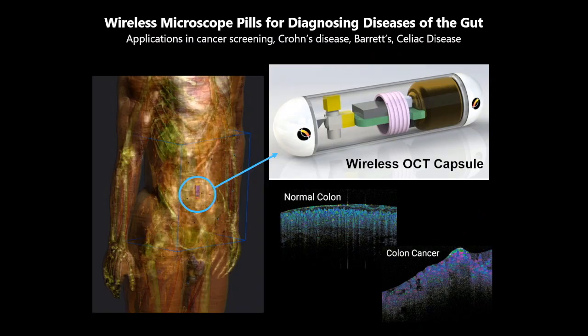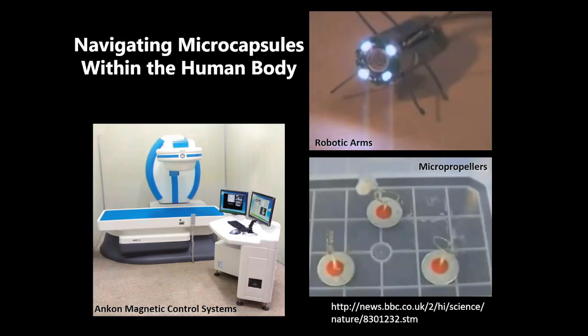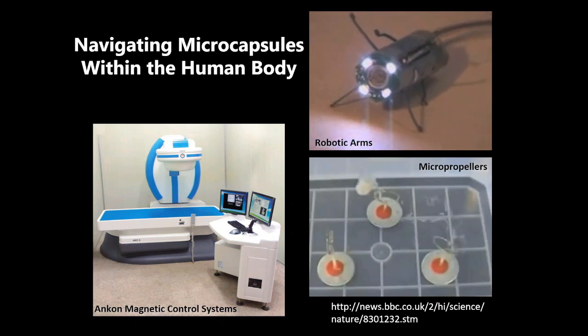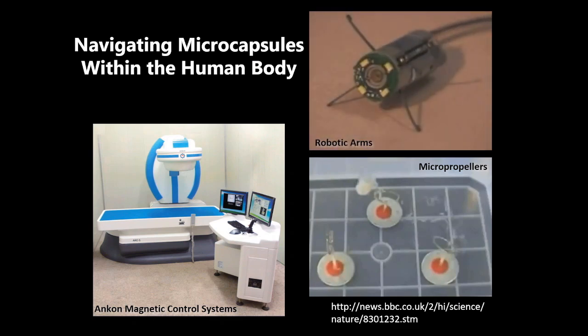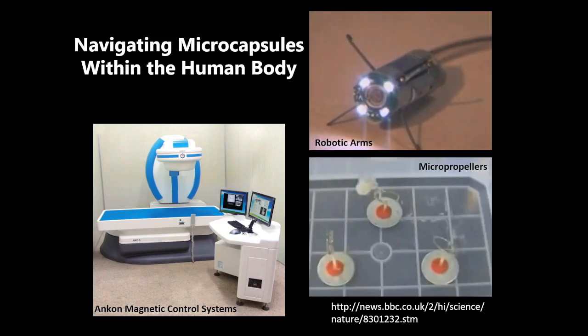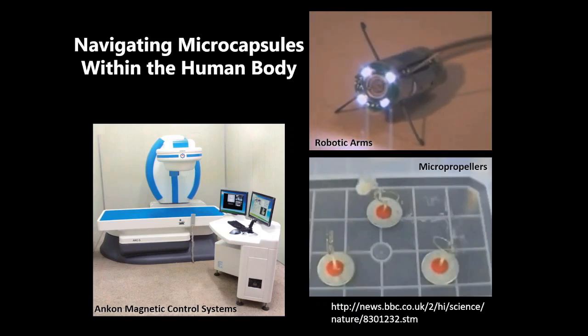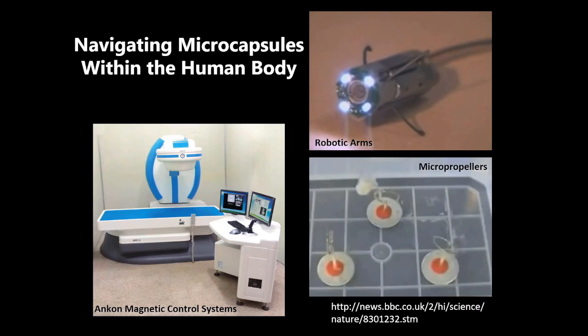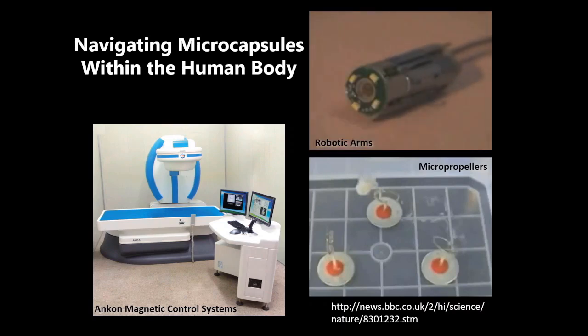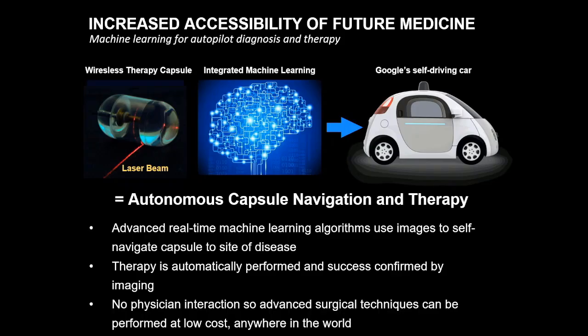And we're now building an OCT capsule that is completely wireless. So we're taking the enormous system and we're miniaturizing it and putting it into a tiny capsule. And we hope to be able to move these around the body. There's different control systems. There's a magnet that can control these capsules and position them all around your body. And there's also little arms and propellers that can be added to move them around.